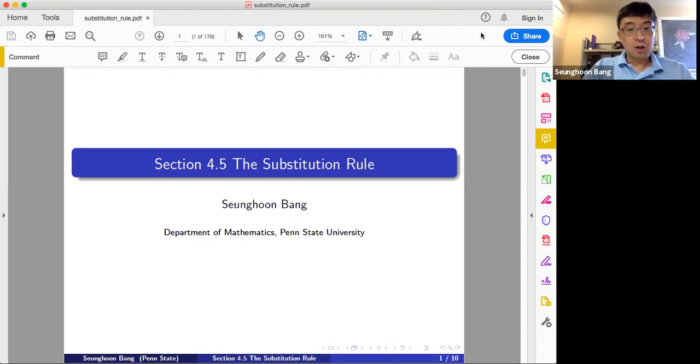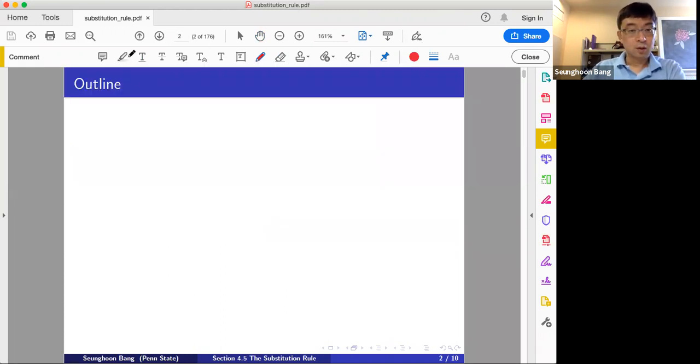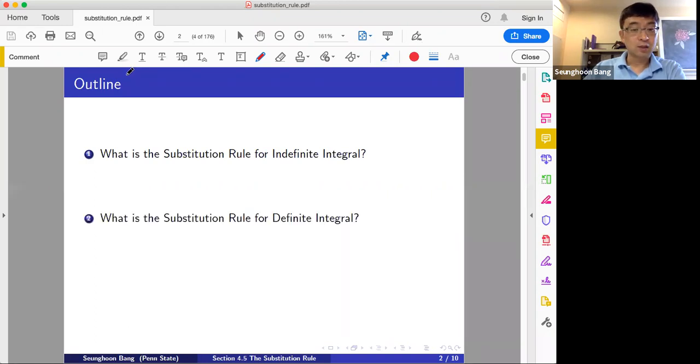Okay, today I'm going to talk about section 4.5, the substitution rule. This is the outline. I'm going to talk about what the substitution rule is for the indefinite integral, and what the substitution rule is for the definite integral. We have two versions. I'm going to give the examples.